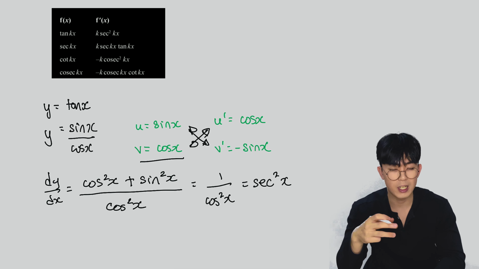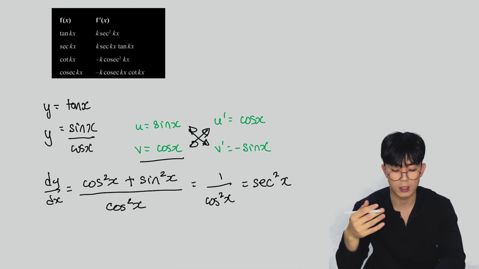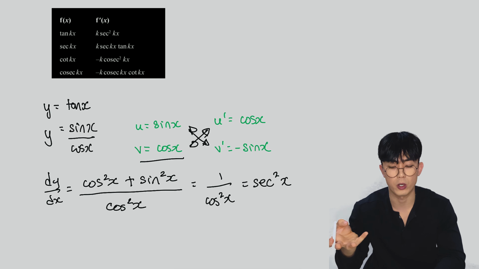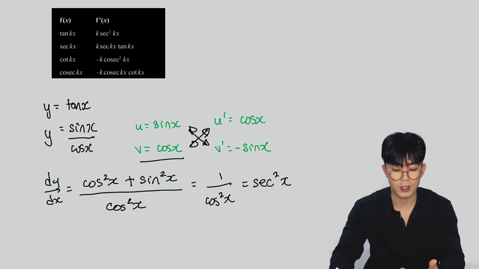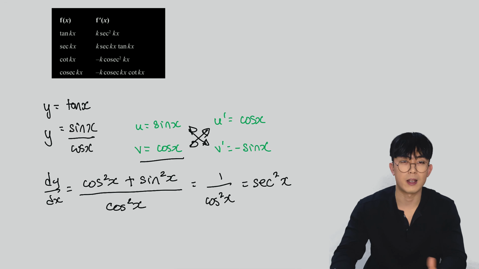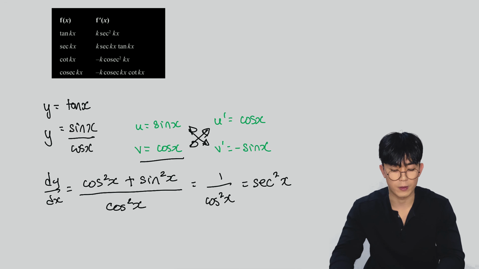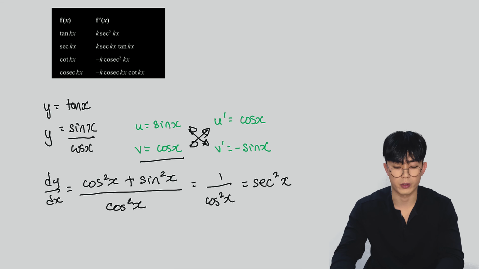The other three are the same method. You change them in terms of their sine and cos configurations and do the same thing. You apply the quotient rule and you should get the derivatives. Maybe as an exercise, you can try the other three and hopefully you'll get the right derivatives.